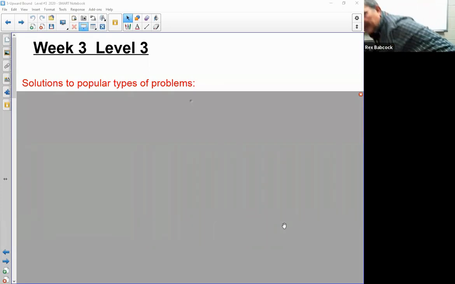This is week 3, level 3. The objective for today in red here is solutions to popular types of problems. Problems that you, as you go on and take any kind of college course, especially college algebra or statistics, we should be familiar with. I hope some of this is review, but if it's not, it's time that you see it. These are several types of popular problems we ought to be able to deal with.